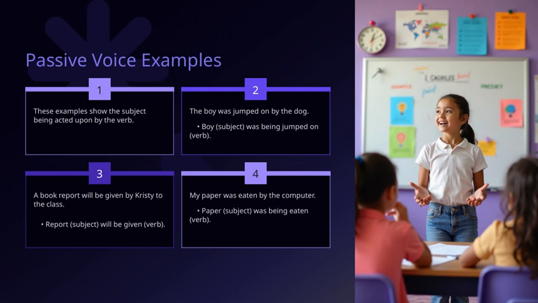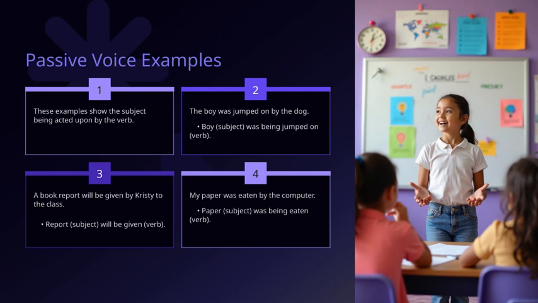Moving to the third example, "My paper was eaten by the computer." The paper is the subject, and the action of eating is being done by the computer. Finally, the fourth example, though not fully shown here, would similarly highlight how the subject is receiving the action. The key takeaway is that passive voice shifts the focus from the doer of the action to the recipient of the action.